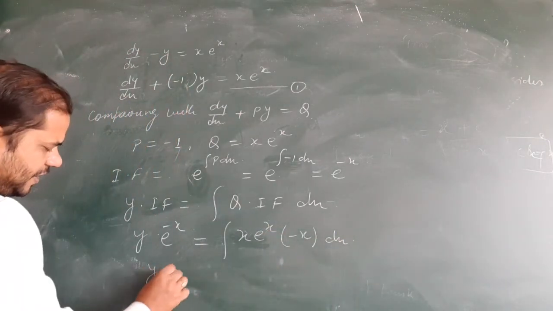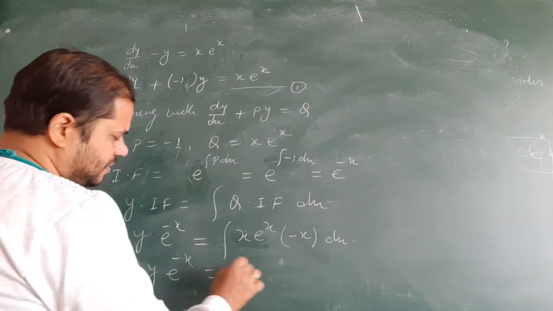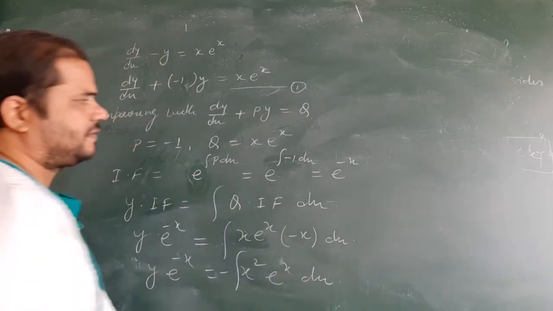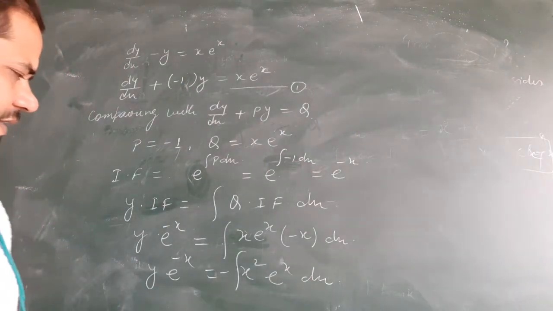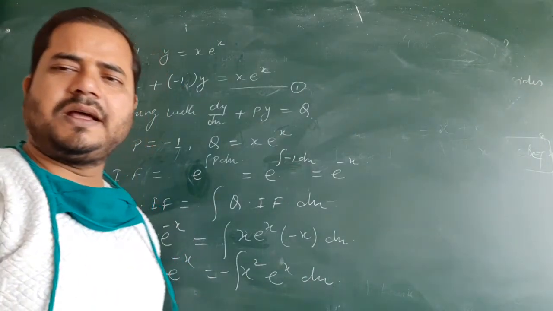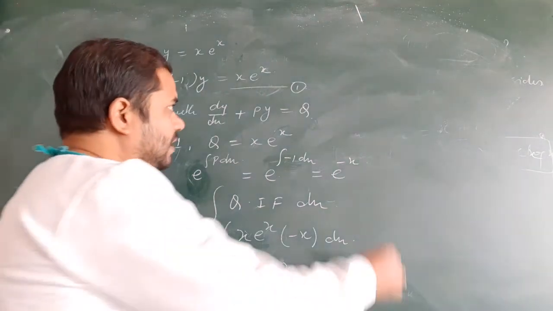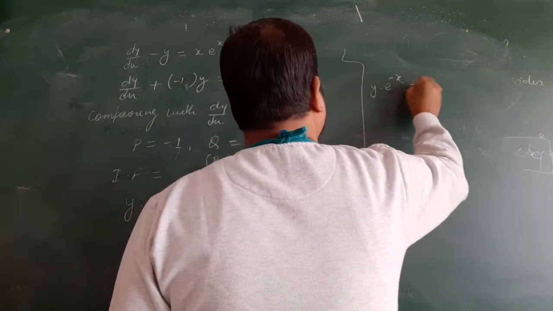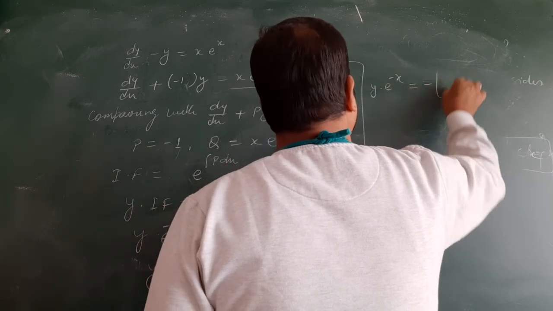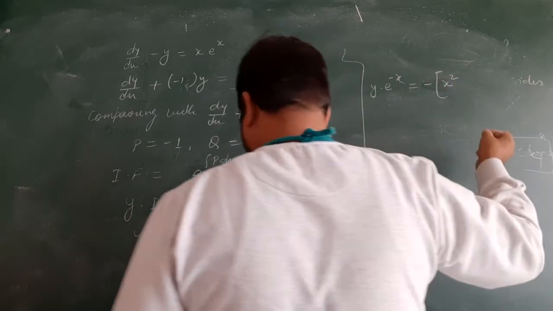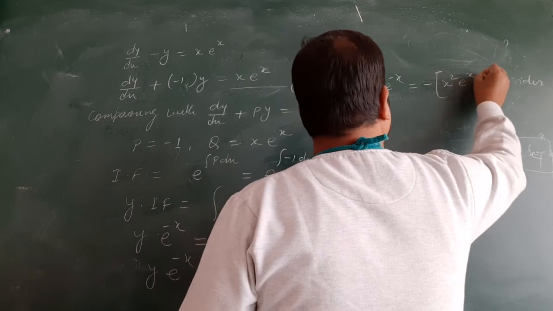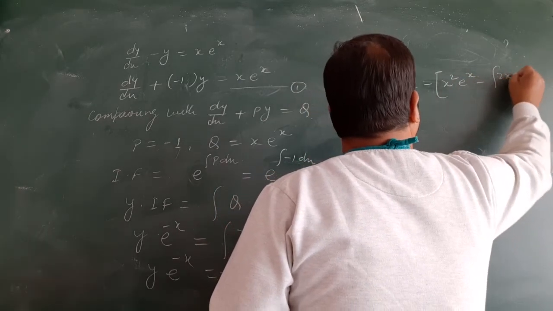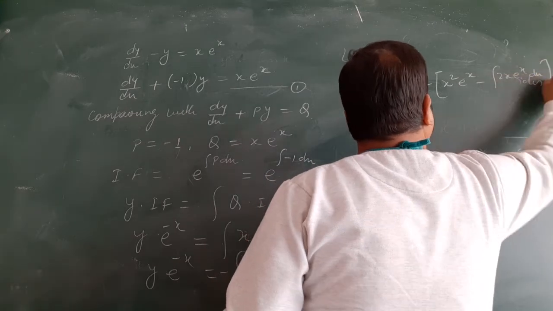This is nothing but y e to the power minus x is equal to minus of integral of x square e to the power x dx. Now integrate it by integration by parts. You know very well, y into e to the power minus x is equal to minus of, within bracket, first function x square into integral of second function e to the power x, minus integral of differentiation of first function 2x into e to the power x dx.